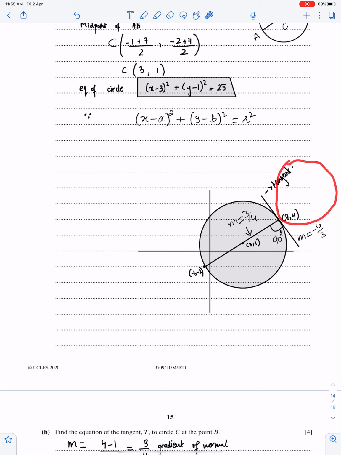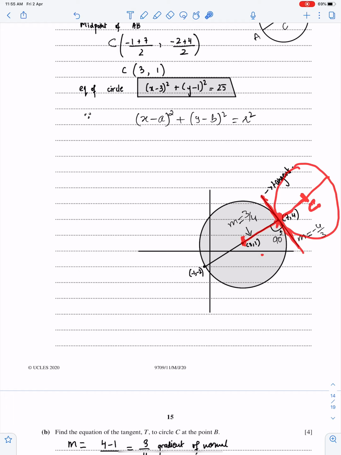We need the equation of this circle, which is the reflection at T. So when this circle is reflected at this line T, the center will be here. I mean, the reflection of this point is here. So this will be the midpoint. This is the new center.